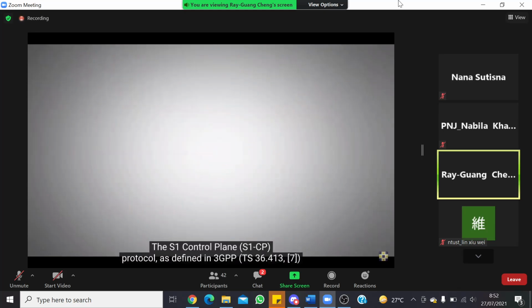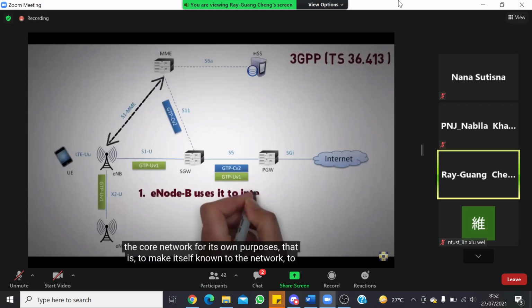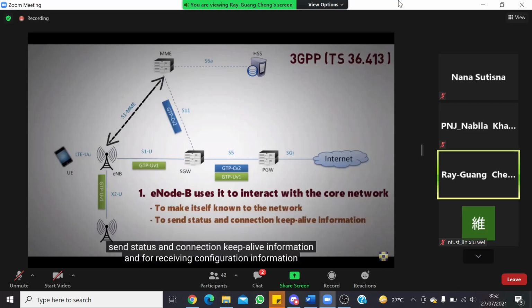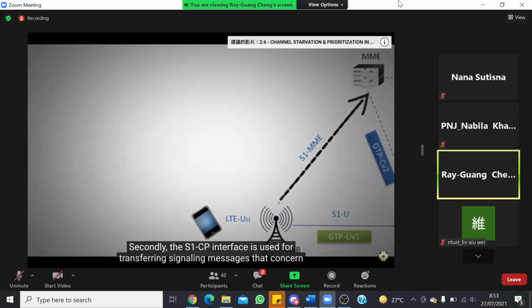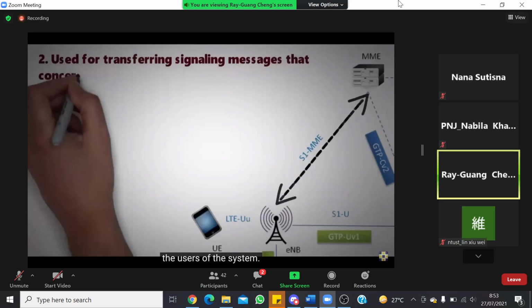The S1 control plane protocol, as defined in 3GPP, is required for two purposes. Firstly, the eNode B uses it to interact with the core network for its own purposes, that is, to make itself known to the network, to send status and connection keep-alive information, and for receiving configuration information from the core network. Secondly, the S1-CP interface is used for transferring signaling messages that concern the users of the system.